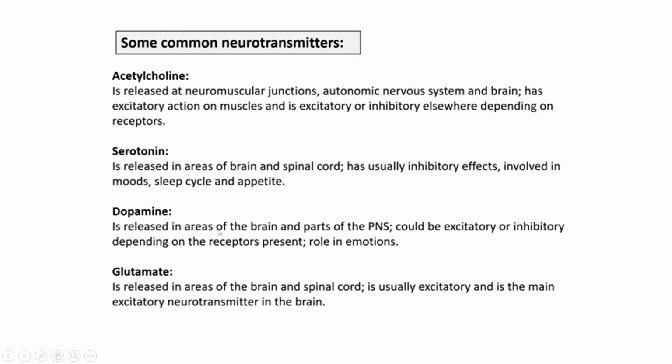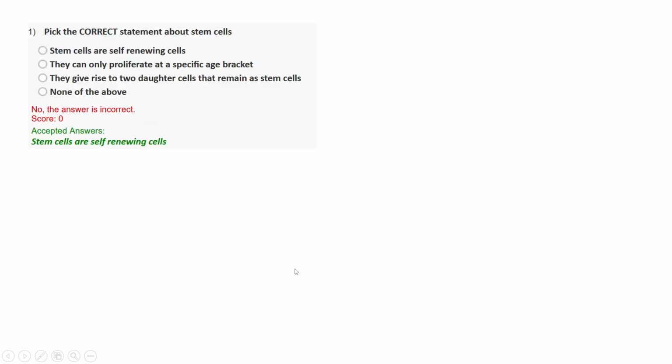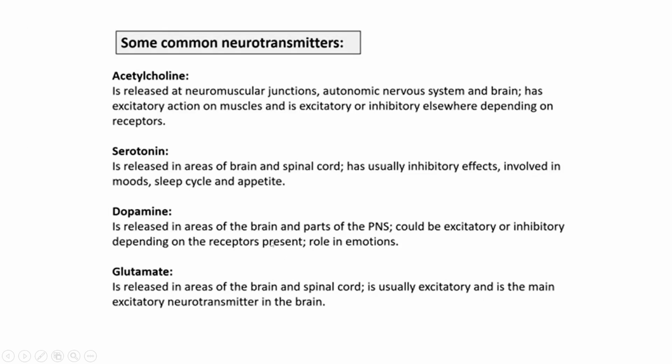Third is dopamine, which is released in areas of the brain and part of the peripheral nervous system. It plays a role in emotions. Fourth is glutamate, an excitatory neurotransmitter in the brain. When neurons are excited, they release glutamate, which activates the adjacent postsynaptic neurons. So these are the four types of neurotransmitters present in general when we talk about neurotransmitters.